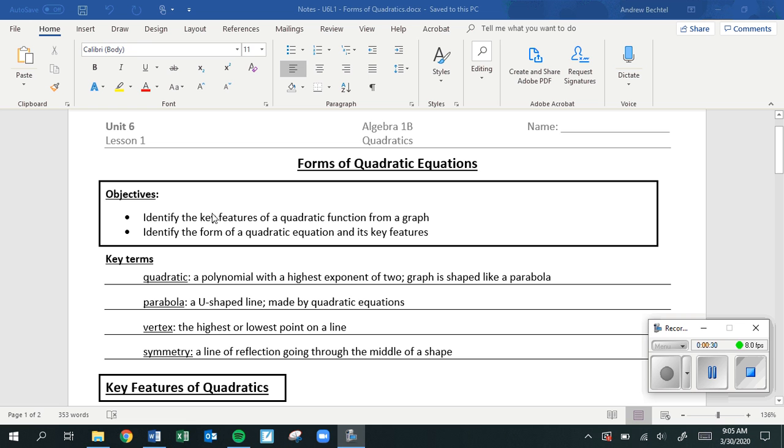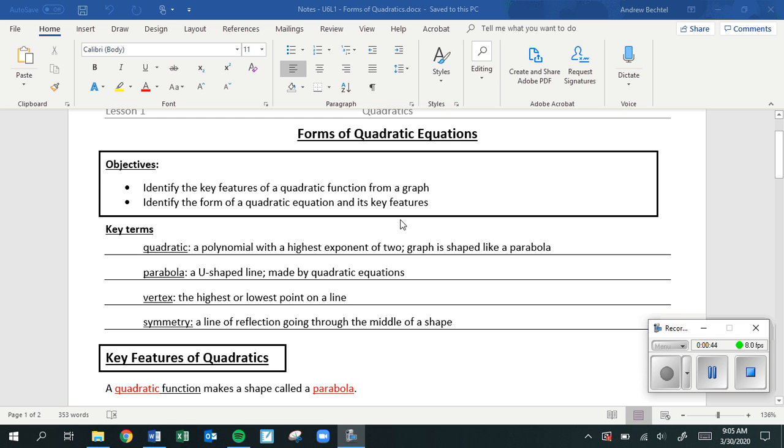So our objectives: we want to identify the form of a quadratic equation and its key features. That's something we're going to do a little bit later on. First, though, we want to identify the key features of a quadratic function from the graph. When we talk about different types of functions, we want to find those key features because they tell us a lot about our graph at a glance.